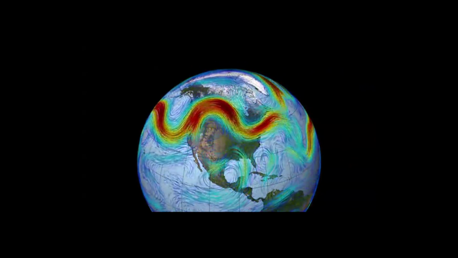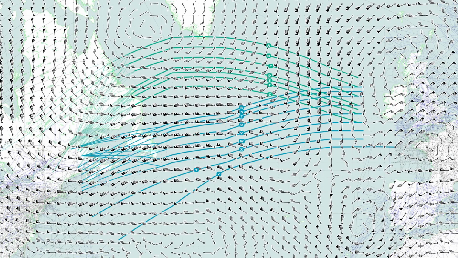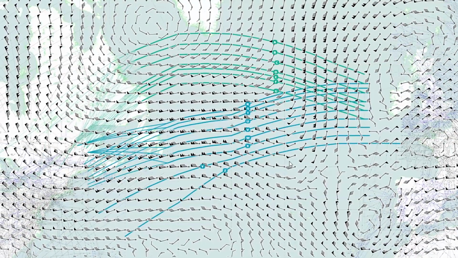So this is a region where there are high winds. Now, when looking at SkyVector, you can clearly see this. The green lines represent the NAT tracks going west, so from Europe to the US, and the blue lines represent the NAT tracks going east, so from the US to Europe.